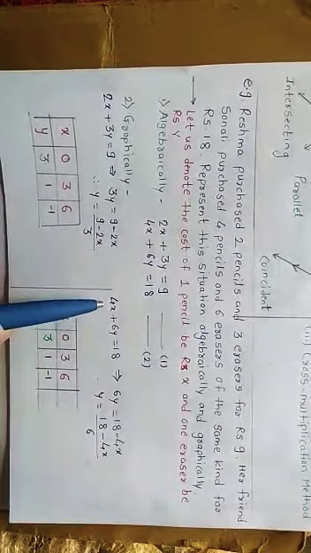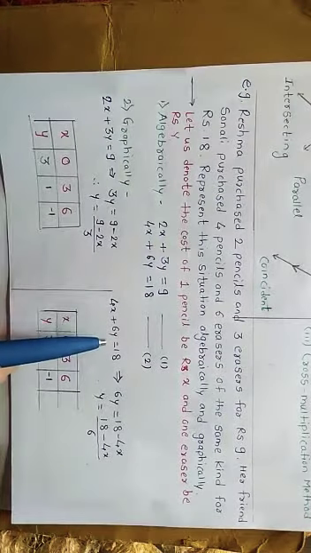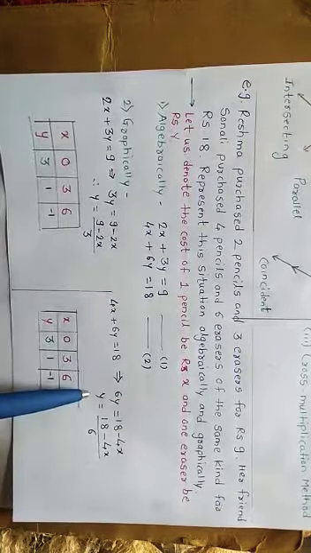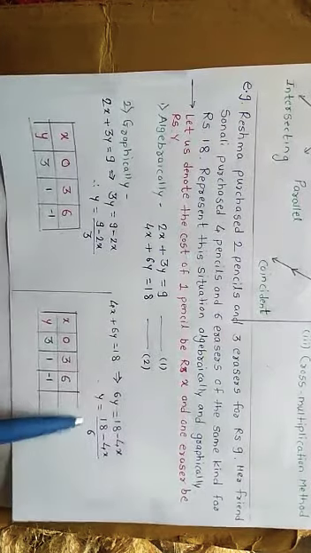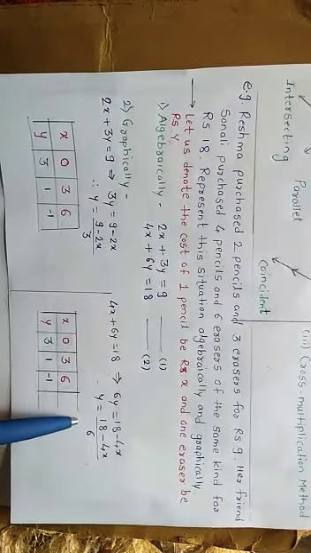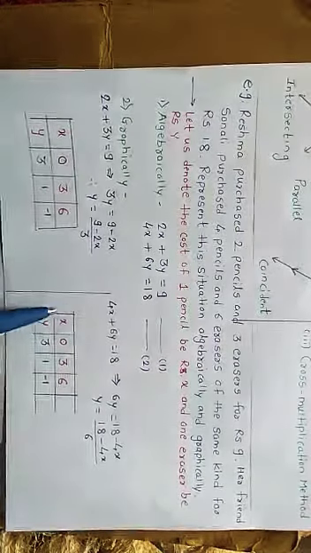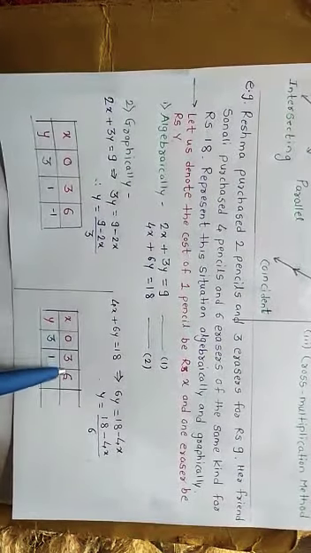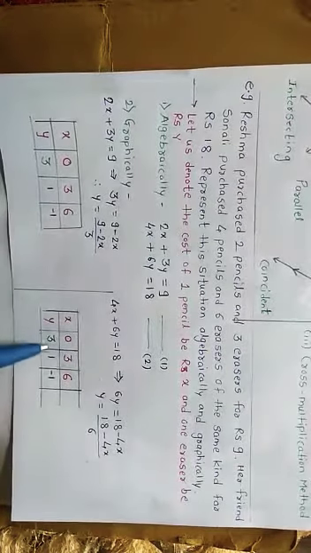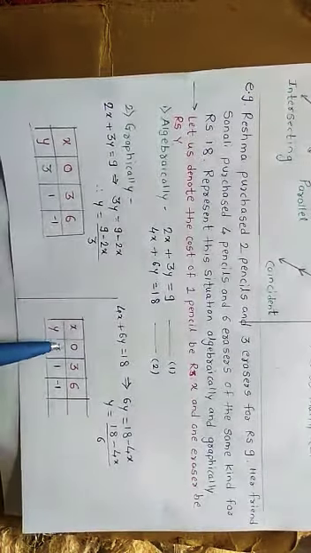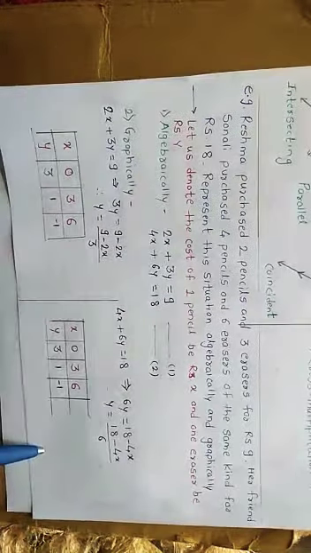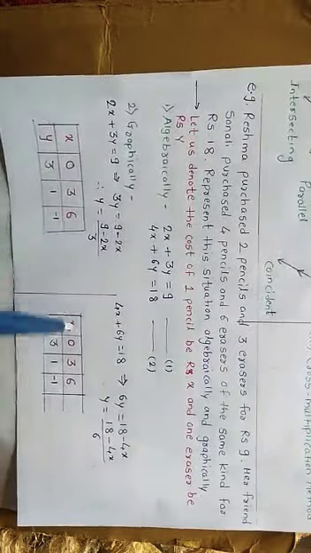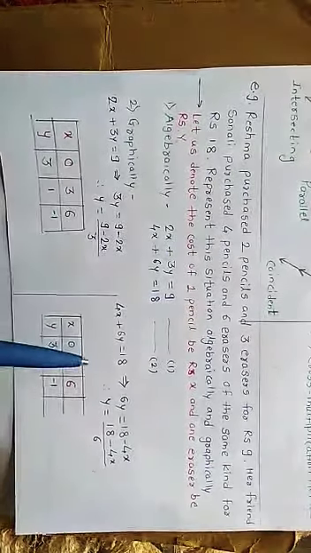Then the second equation is 4x plus 6y is equal to 18. Similarly, we have to convert this equation in the form of y. Therefore 6y is equal to 18 minus 4x. Dividing by 6, y is equal to 18 minus 4x divided by 6. Similarly, we have to draw a table, put values of x, and find the value of y. If I put x is equal to 0, we will get y is 3. If I put x is equal to 3, we will get y is 1. If I put x is equal to 6, we will get y is minus 1. You can solve here.